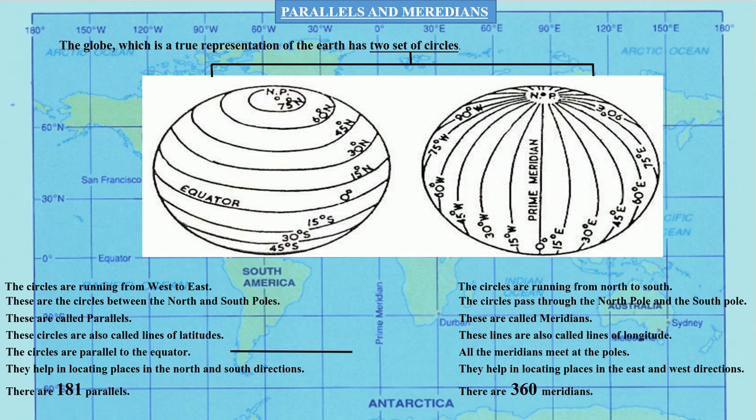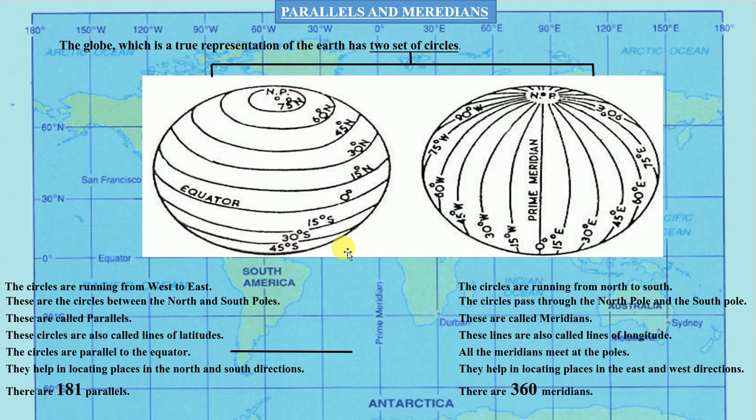The first set of circles, as you can see in the first picture, are running from west to east. These circles are between the north and south poles, and these are called parallels. As you can see, they are at equal distances from each other. These lines are running parallel to each other.